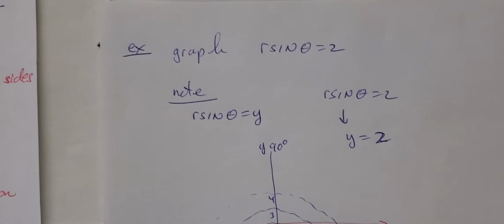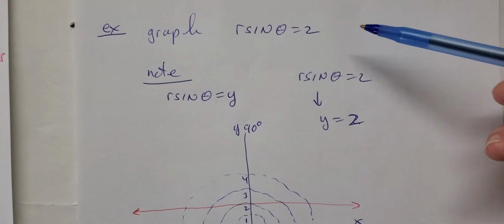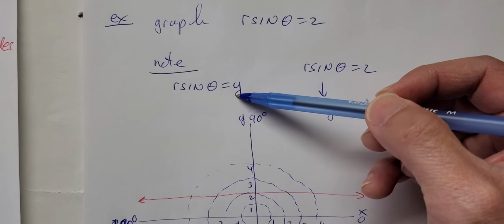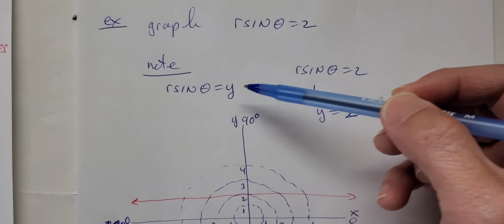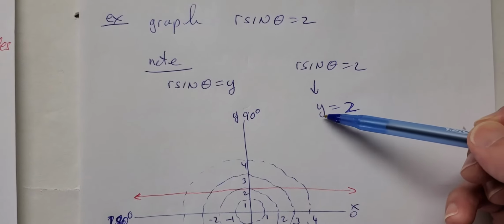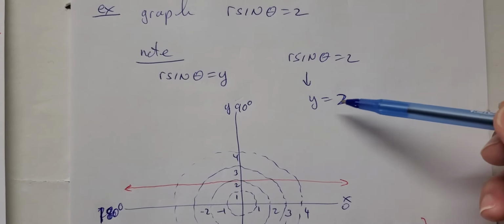Second example, same thing. Here I have r sine theta equals 2. If you notice something, r sine theta is y. So replace r sine theta, which is y. So now I just have y equals 2. Well, there's nothing else to do here. This is already done.